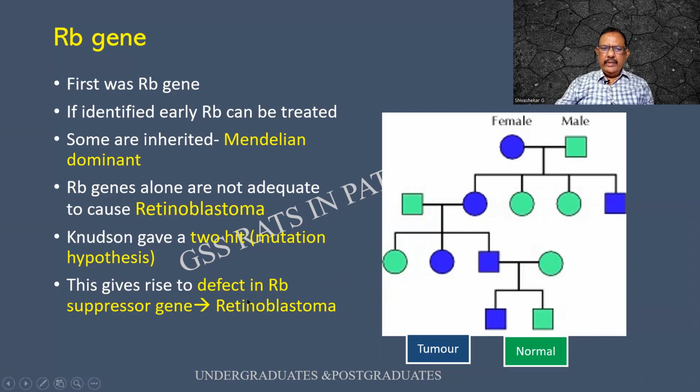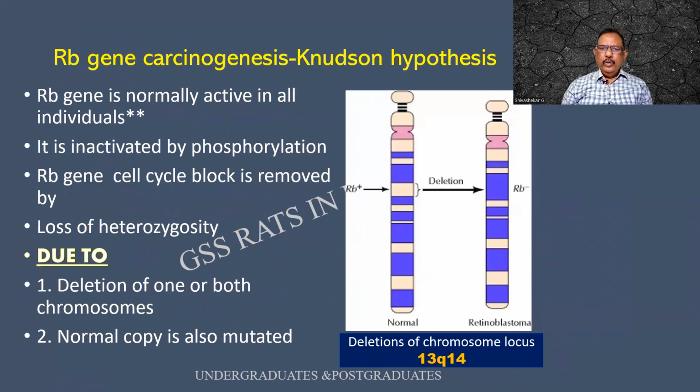This gives rise to a defect in the RB tumor suppressor gene, which results in retinoblastoma. Look at this one. What is this defect? It occurs in 13q14. Q is the long arm, and at segment 14 it occurs. So this is the retinoblastoma gene, and when there is a deletion of it, you find retinoblastoma. This is actually a tumor suppressor gene. When it becomes defective, it can lead to retinoblastoma, but luckily we are being protected by the other chromosomes.